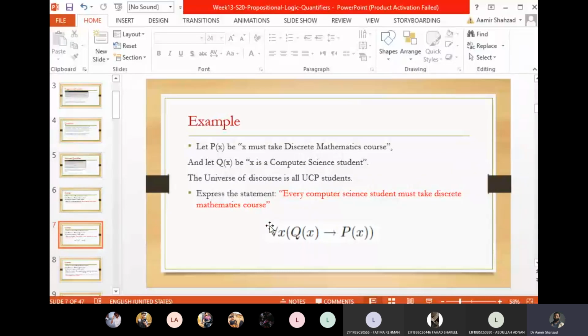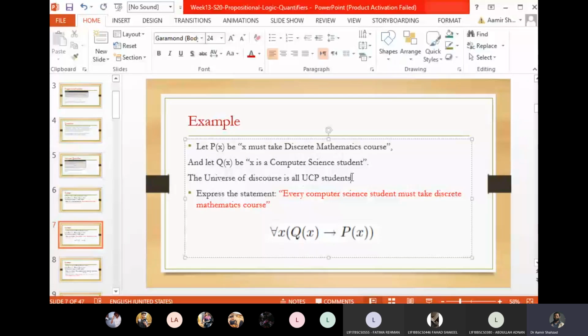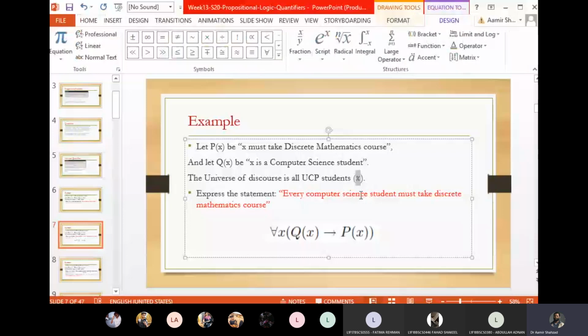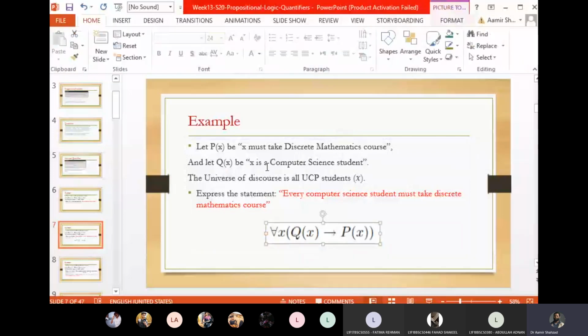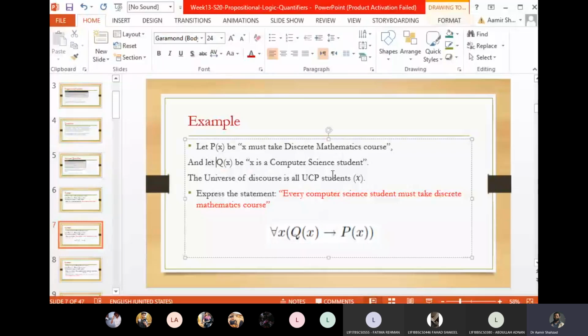When we talk about mathematical notation where x is used, q is used, p is used, these are variables, so we should declare these variables. We have to tell what x is. So x is all UCP students, so the universe of this course is all UCP students. These are our x. And then we have to describe what q of x is. So x is some input variable, and q of x is a computer science student.